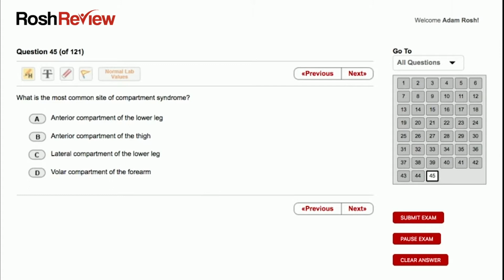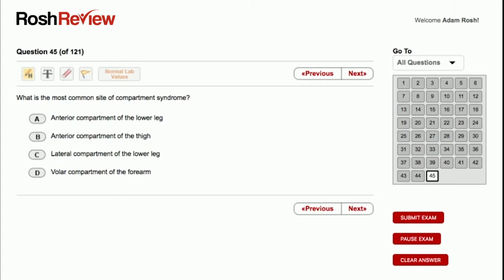So, the answer choices are A, anterior compartment of the lower leg, B, anterior compartment of the thigh, C, lateral compartment of the lower leg, and D, volar compartment of the forearm. Well, let's start with answer choice D. And the volar compartment of the forearm, that certainly is a known or common location for compartment syndrome.